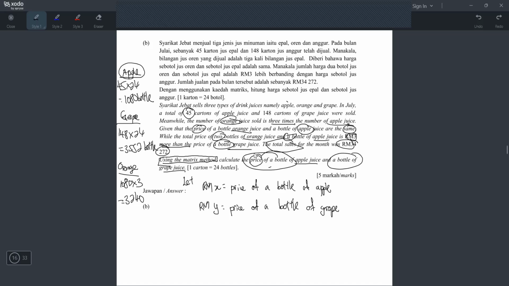So if, for example, they want to find the price of apple juice, then only you jadikan X and Y. It means X, Y represents price now, not the number of bottles. That's why all this information I cannot write inside my working yet. Okay, yeah, that's why ini semua saya buat sebelah dulu.